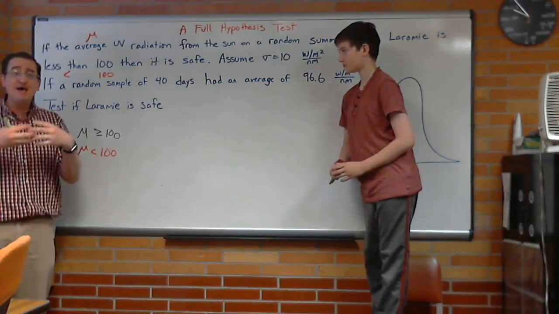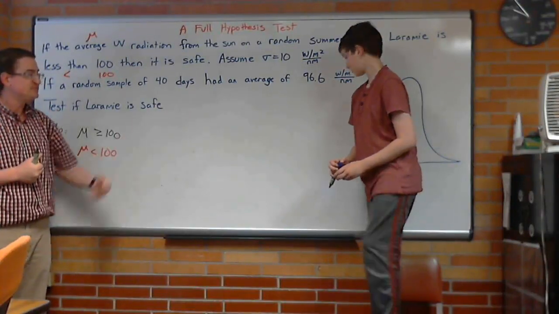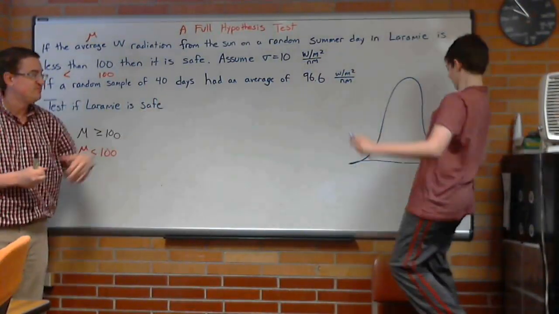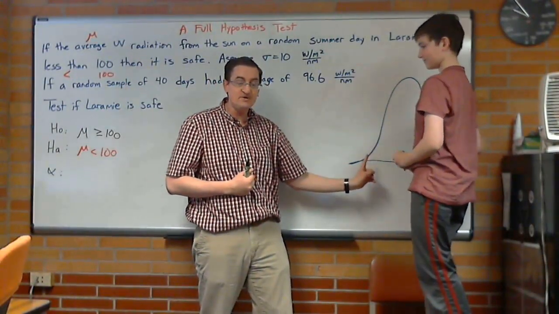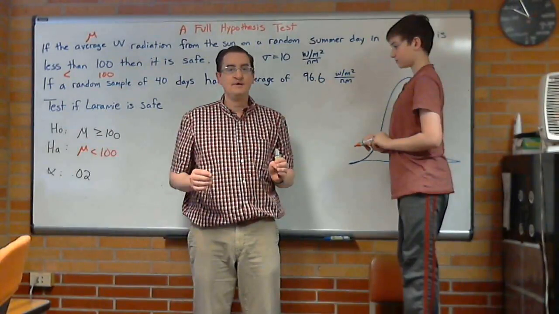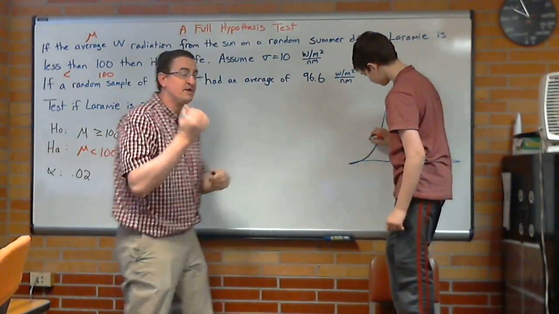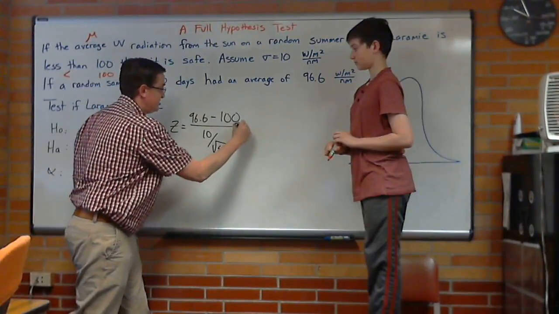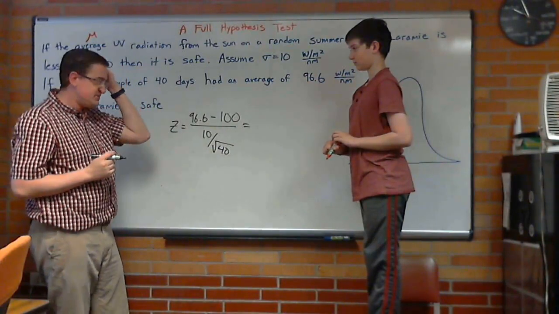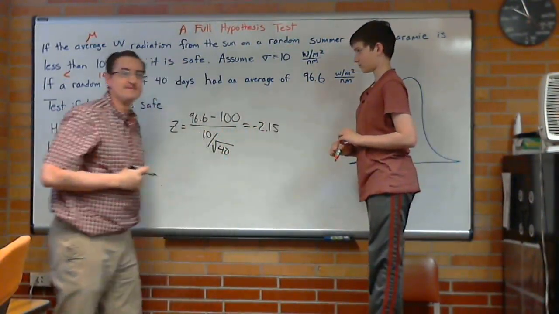Why? Because I have kids in Laramie and I want them to be safe. So on my picture, I'm going to push my alpha over here, less than 0.05. So I'm going to use an alpha of 0.02. Go ahead and add that to our picture. And now I'm going to try to make a z-score, which, let me just real quick calculate that, do that in my head. I think that comes out to a negative 2.15.